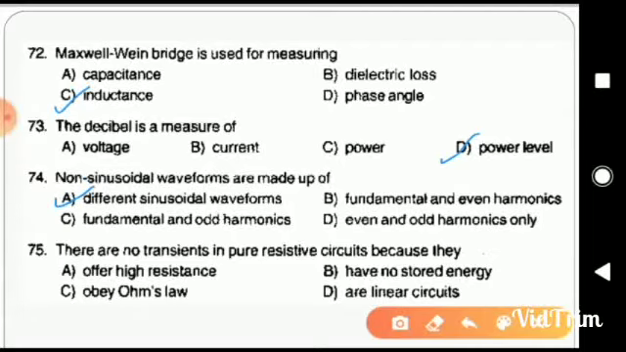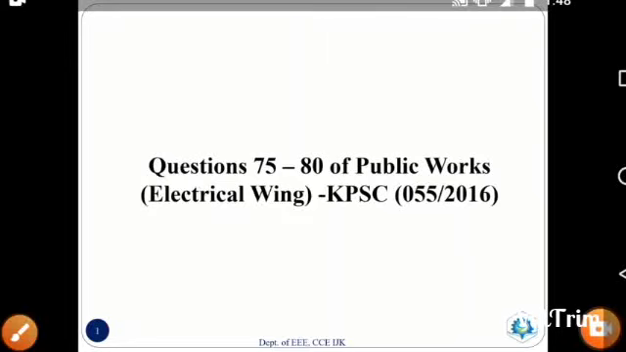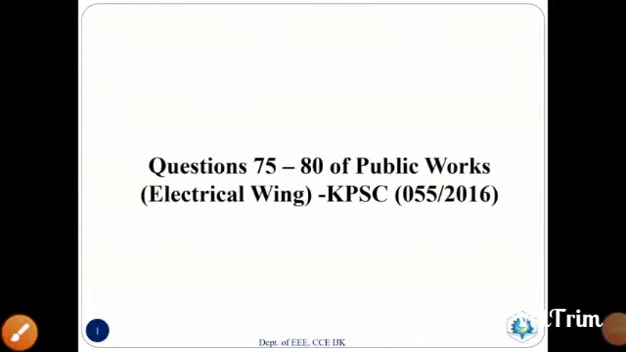The last question 75. There are no transients in pure resistive circuits because the resistive circuits, as you already know, they do not store any energy, and since they do not store any energy, no energy is released from them. They are linear, but over here, although all of the options are correct, the correct option corresponding to this question is option B. They do not have any stored energy within them. Okay, let's continue the discussion from questions 75 to 80 of Public Works Electrical Wing Kerala PSC 2016 exam.